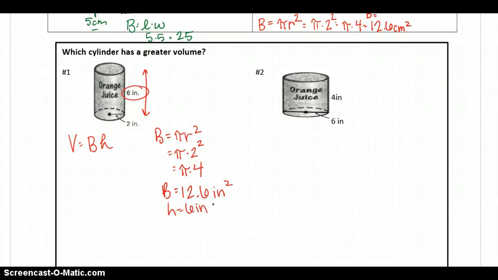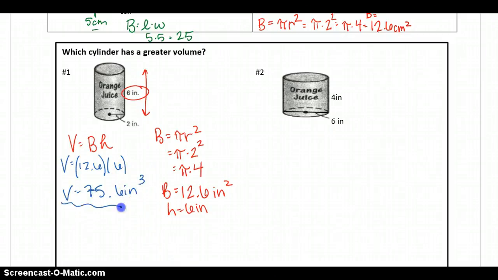So we plug each of these into our formula. So V equals 12.6 times 6, which if we plug this into our calculator, we should get a total of 75.6 inches cubed volume.